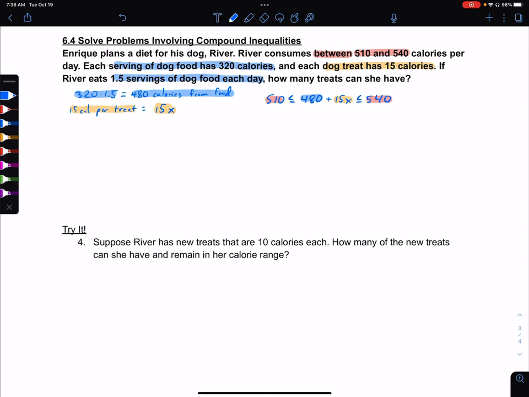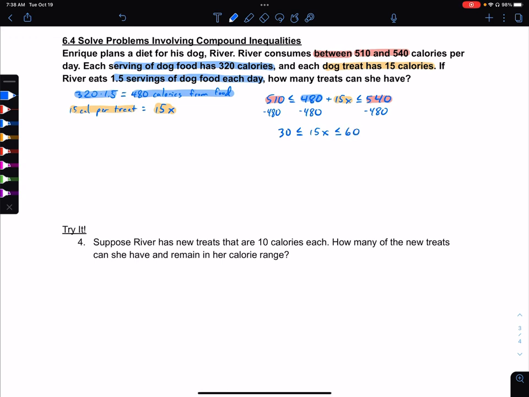All right, so now that we have that, we can solve this. I'm going to solve it as a compound inequality, keeping it together. So I'm going to subtract 480 from the left, middle, and right sides. So 510 minus 480 would be 30, which is less than or equal to 15x, which is less than or equal to 540 minus 480, which is 60.